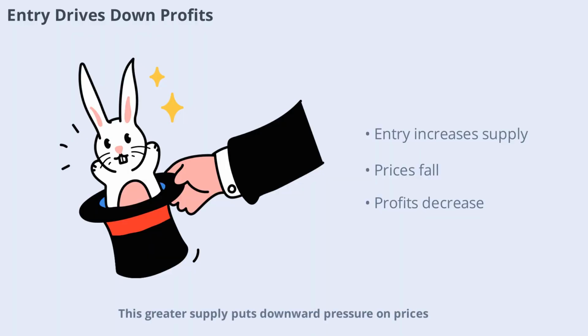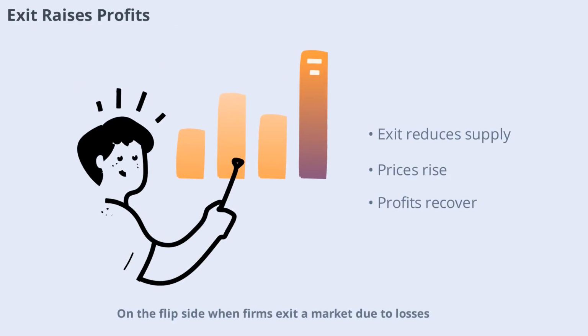This greater supply puts downward pressure on prices, which in turn reduces profits for all firms. As profits shrink, the incentive for new firms to enter diminishes and the market moves closer to zero economic profit. On the flip side, when firms exit a market due to losses, the total supply decreases. With fewer goods or services available, prices begin to rise. This helps restore profits for the remaining firms, making the market more attractive again. This push and pull ensures that in the long run, profits stabilize at zero economic profit.